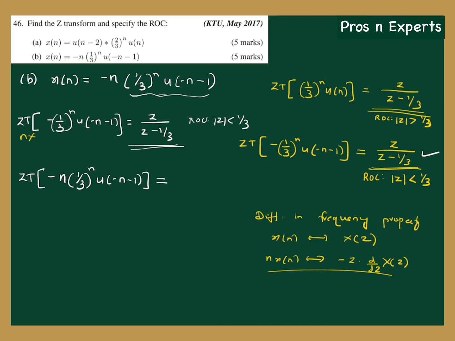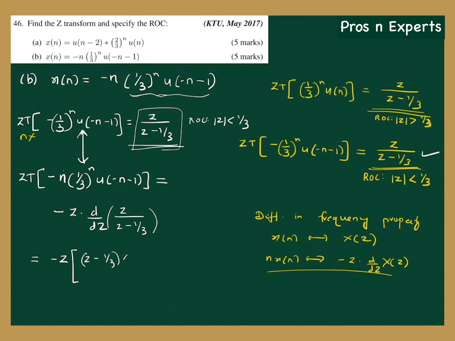Comparing these two time domain expressions, we are multiplying with n. So the z transform will be equal to minus z into d by dz of the z transform of this, that is z by z minus 1 by 3. Now it's only a matter of simplifying. Minus z into [(z minus 1 by 3) into 1 minus z into 1] divided by (z minus 1 by 3) square.